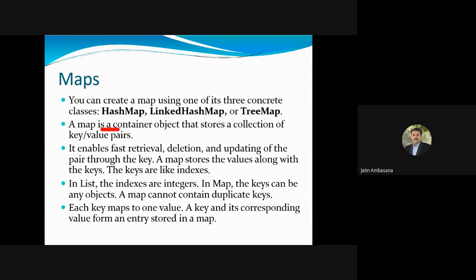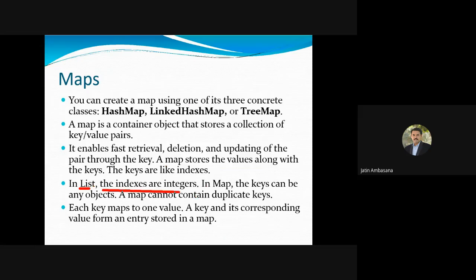We know that map is a container object that stores a collection of key value pairs. It enables fast retrieval, deletion, and updating of the pair through the key. So key is needed. And map stores the value along with the keys. And the keys are like indexes. Keys act as indexes. So the maps do not have indices. Okay, remember that.